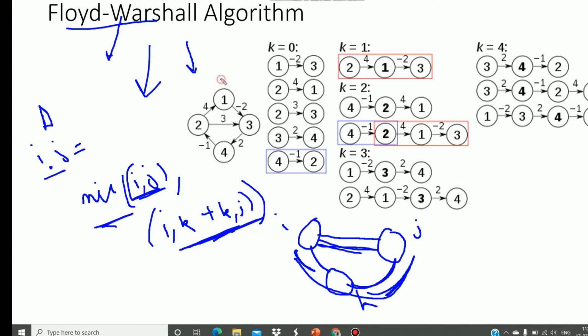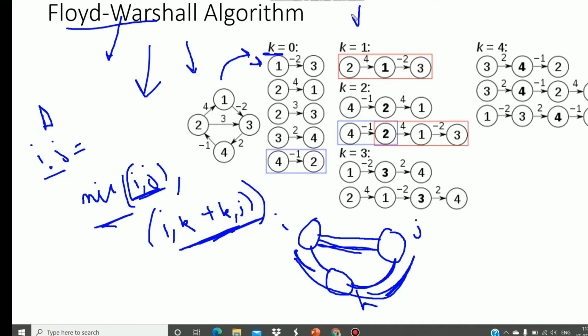If we see in this graph, at k equals 0, it means there are no intermediate vertices. So direct edges will be considered as the shortest distance path. Like from vertex 1 to 3 the value on the edge is minus 2. So from 1 to 3 there is a direct connection with weight minus 2. Similarly 2 to 1, 2 to 3, 3 to 4, 4 to 2. In this there are no intermediate vertices.